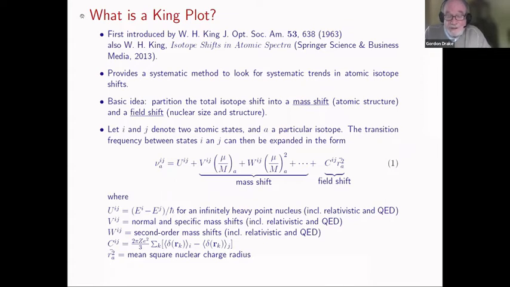And similarly, the Vij term includes these normal and specific mass shifts, again, including relativistic and QED. And then the Wij term, this is the second order mass shift, which would normally cause deviations in a King plot, and so we can get rid of it by taking second differences. And then the last term, the field shift term in lowest order, is proportional to the mean square radius, and the Cij is the coefficient that is just the electron density at the nucleus. It's a lowest order approximation.